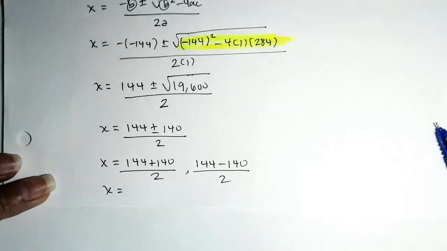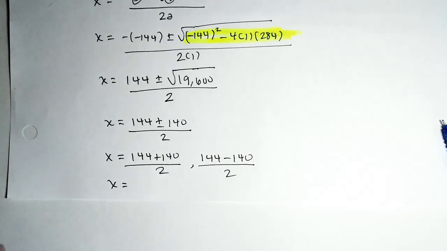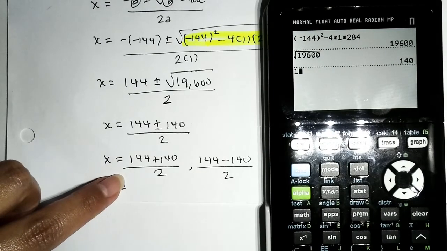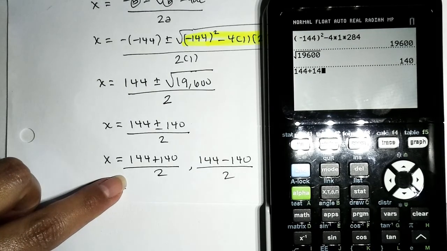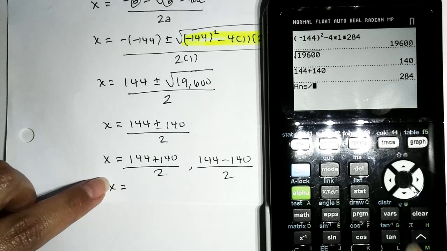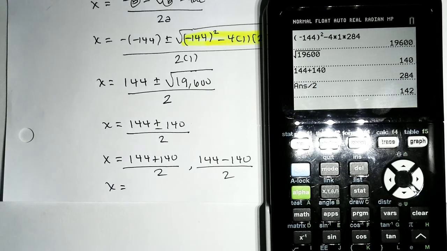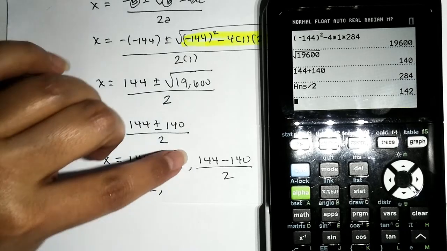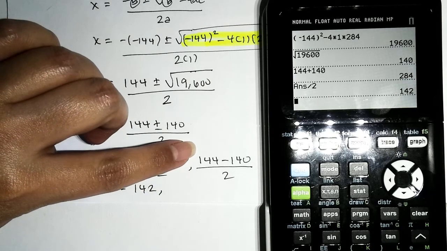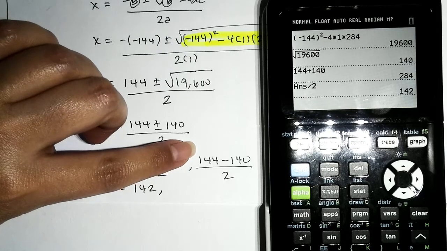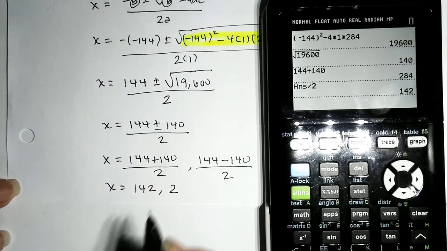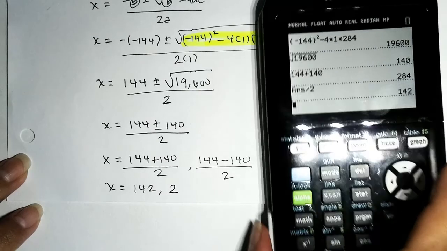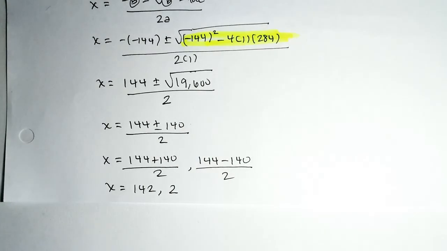I'm running out of space, so I'm not gonna do it mentally. Who am I kidding? I'm gonna just punch it in. So we have 144 plus 140 is 284, and you half it, or in this case divide by 2, and our proposed solutions are 142. The other one, 144 minus 140 is 4, and then 4 over 2 is 2. So I should have put it in my calculator because things happen when you're a little bit tired. Okay, so the proposed solutions are 142 and positive 2.